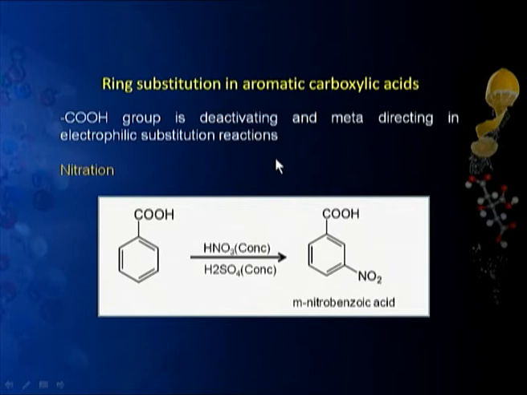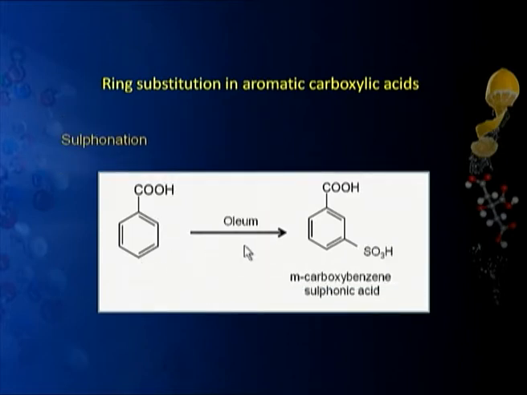Similarly, in case of sulfonation, benzoic acid is treated with oleum. Oleum is sulfuric acid having excess of sulfur trioxide and we get again a substitution occurring at the meta position, but here for the nomenclature the main functional group is considered as sulfonic acid. So, this compound is named as meta carboxybenzene sulfonic acid.